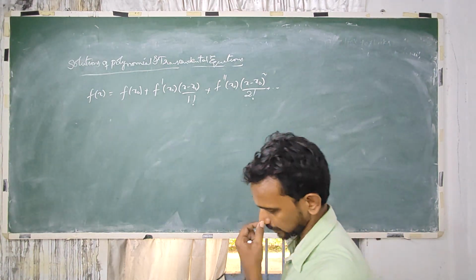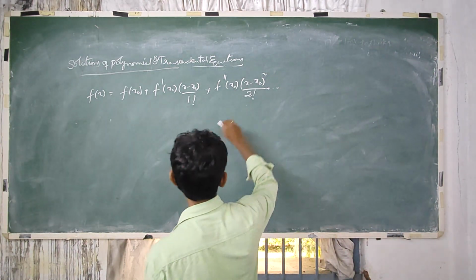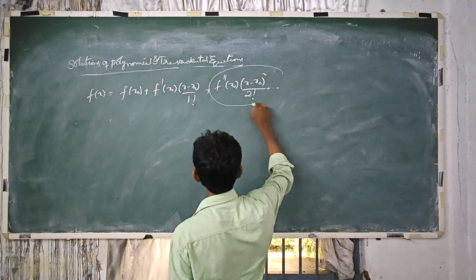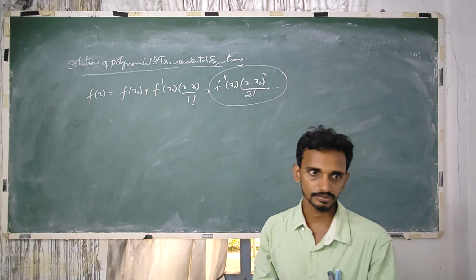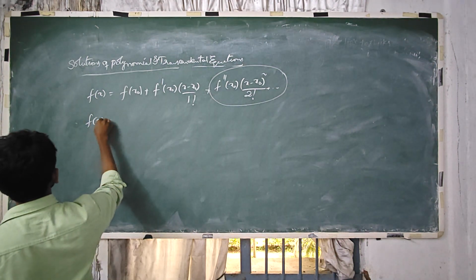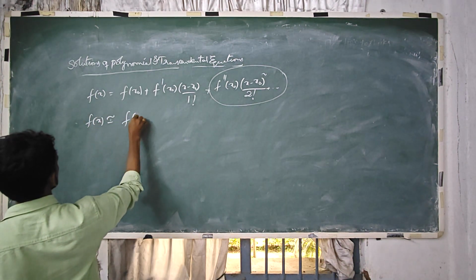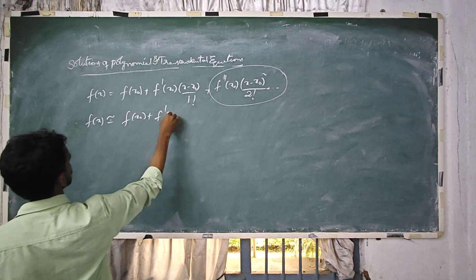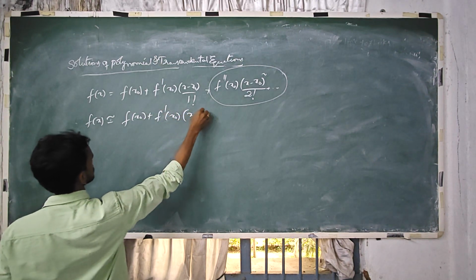So here I am taking an approximation. I am considering the function and neglecting the higher order terms. So this can be written as f(x) = f(x0) + f'(x0)(x - x0).